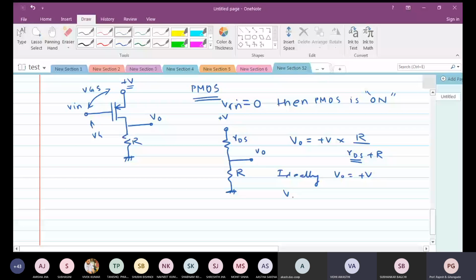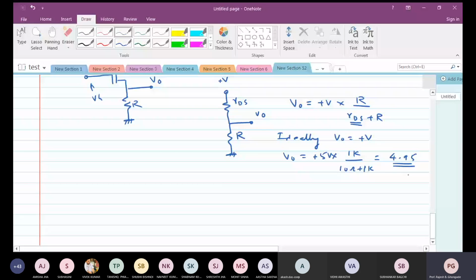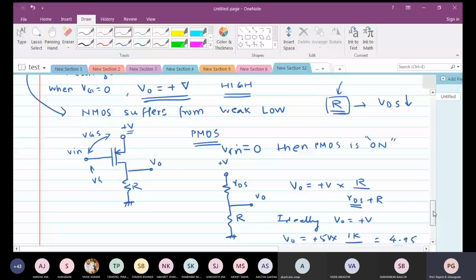Again, calculate this. Let us say 4.95 volts divided by 10 ohms plus 1K. So what does this turn out to be? 4.95 volts. So you'll see that it is not an ideal value. Of course, I am taking 1K just casually. If this resistor is less than 1K, if it is 100 ohms, then the picture is still worse.